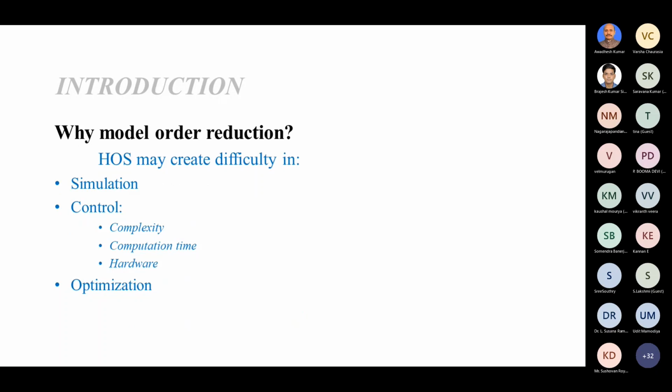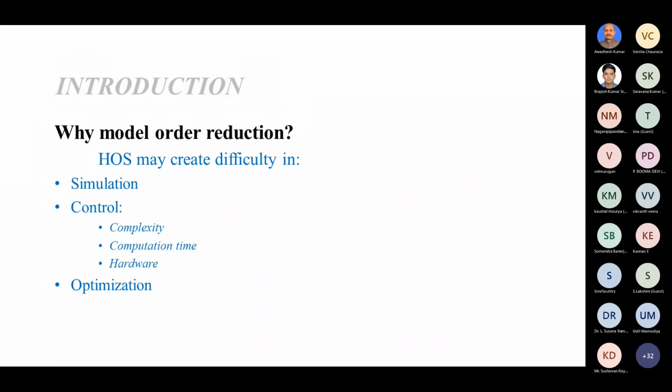I have already spoken that higher order systems create difficulties in simulation. If the order of the system is too high, the simulation becomes very time consuming. In control also, complexity, computation time, hardware requirement, etc. are very intensive in terms of cost, and very powerful hardware would be needed with a higher order model. In optimization, the number of iterations required would be very large, and it would be recalculated every step if the order is very large. So it requires a large amount of memory, etc.